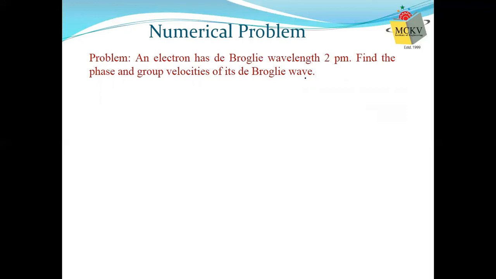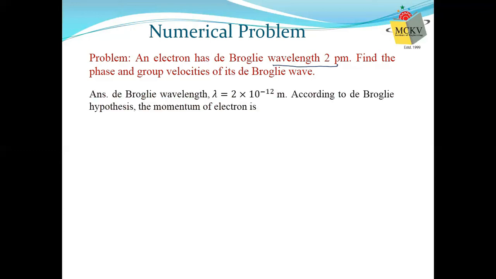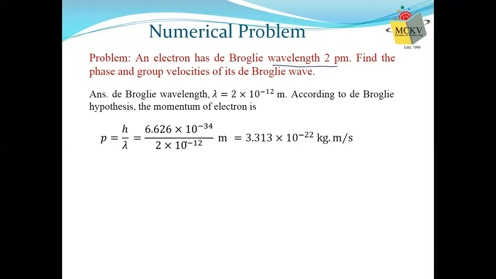Now the point is, whether you want to estimate phase velocity or group velocity, you require either omega and k or energy and momentum. But in this particular problem, neither is supplied. Rather, wavelength is given. So we have to utilize it. According to de Broglie hypothesis, we know the relation between momentum and wavelength. Momentum can be represented as h by lambda. If we put the value of Planck's constant and lambda given in this question, we can get momentum as this.